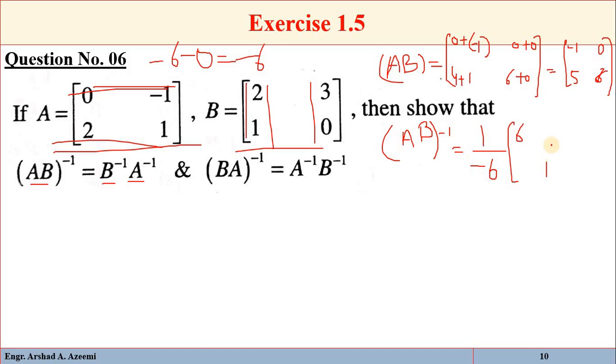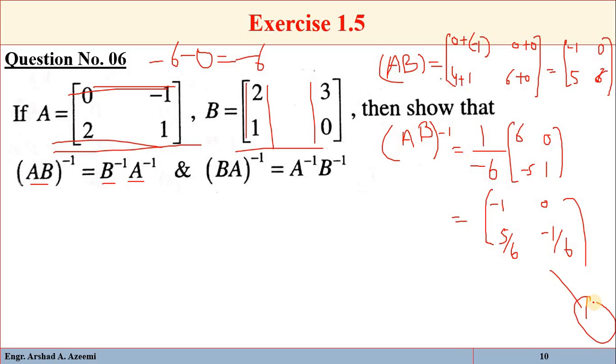So interchange these two and change the sign of these two. So that will be the adjoint. Now it will be equal to 1 over minus 6 multiplied by 6, it will be minus 1, this will be 0, this will be 5 divided by 6, this will be minus 1 divided by 6. So this is (AB) whole inverse. For example, this is matrix 1.